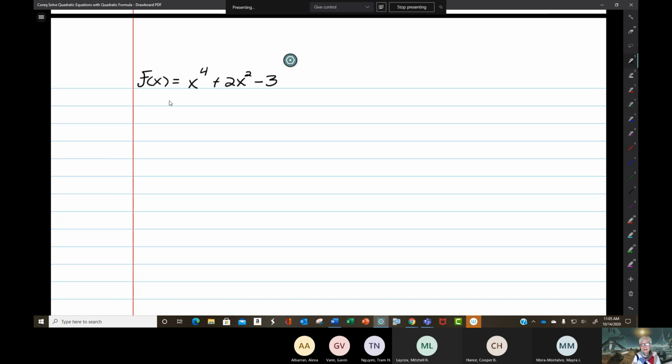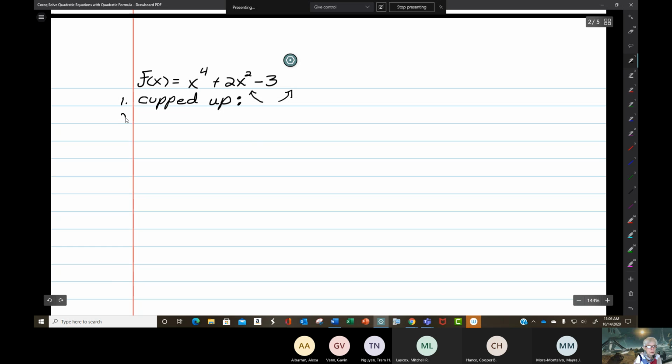Remember the first question: is this cupped up or cupped down? 1. This is cupped up, out on the ends, because it's a quartic and not a quadratic. But out on the ends, it definitely is going to be cupped up.